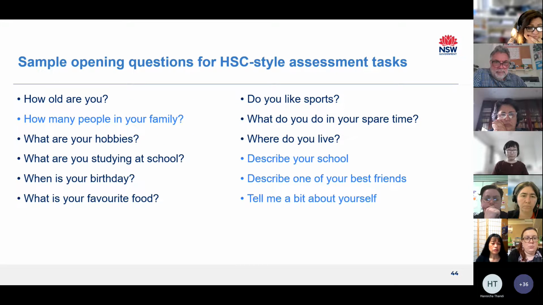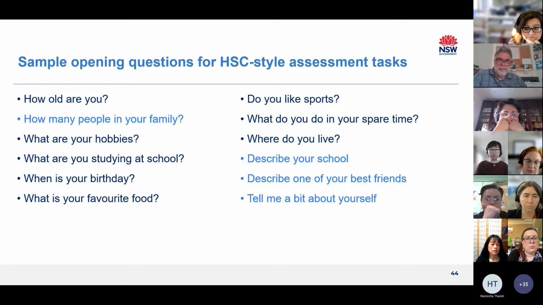When conducting an HSC style assessment, start with an easy first question, such as these. And these may differ between languages. For example, Arabic students would not be asked a first question about family because it's sensitive, and Japanese students would not be asked describe or tell me about something.